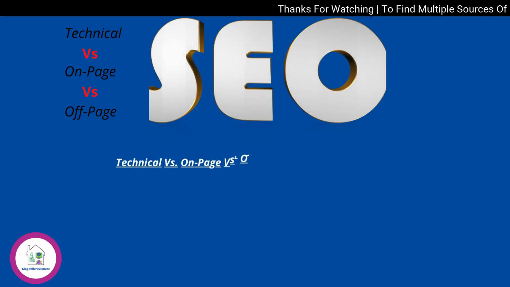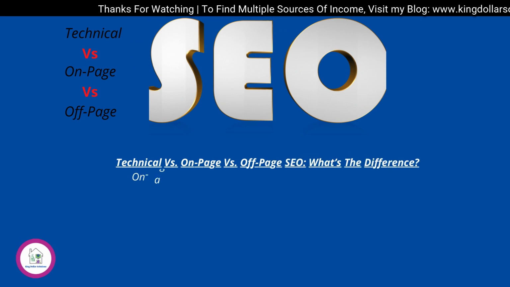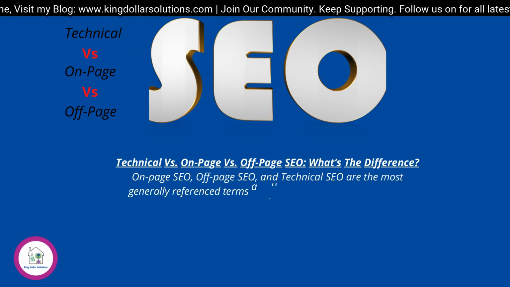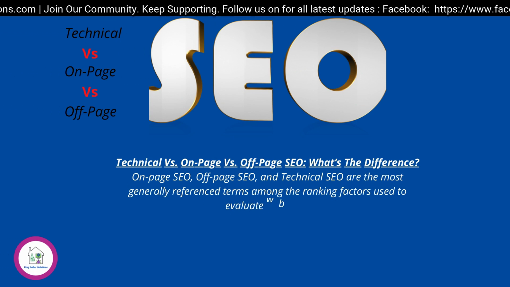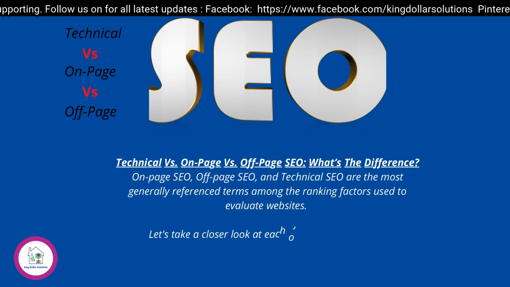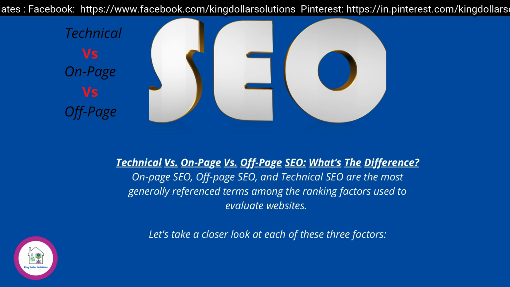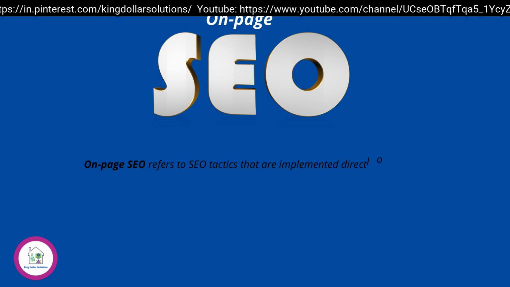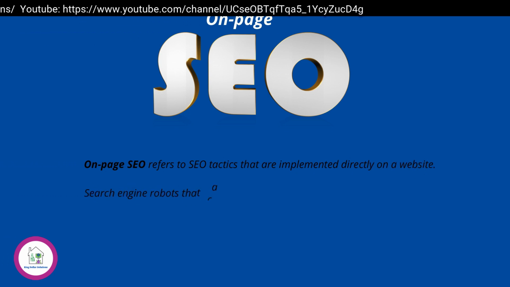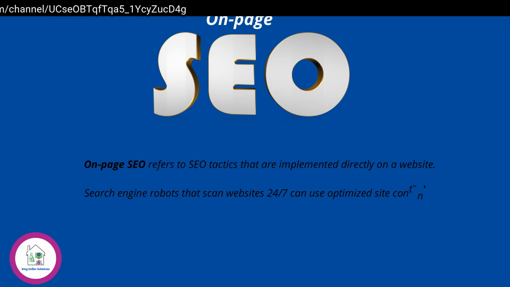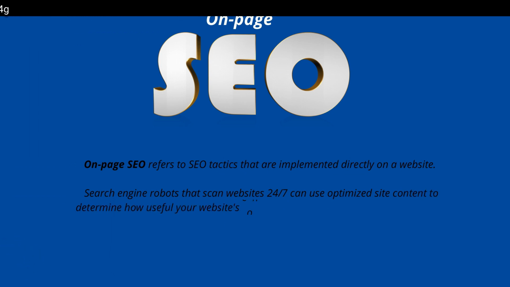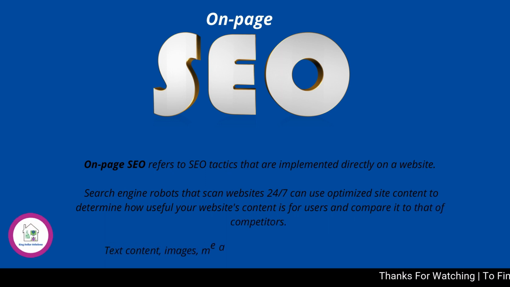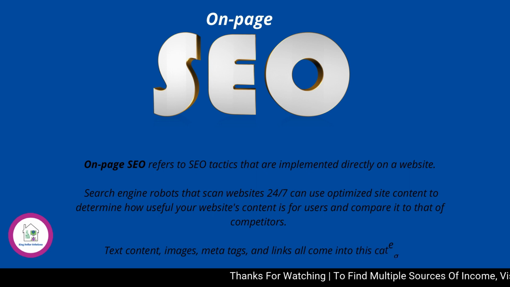Technical versus on-page versus off-page SEO. What's the difference? On-page SEO, off-page SEO, and technical SEO are the most generally referenced terms among the ranking factors used to evaluate websites. Let's take a closer look at each of these three factors. On-page SEO refers to SEO tactics that are implemented directly on a website. Search engine robots that scan websites 24/7 can use optimized site content to determine how useful your website's content is for users and compare it to that of competitors. Text content, images, meta tags, and links all come into this category.